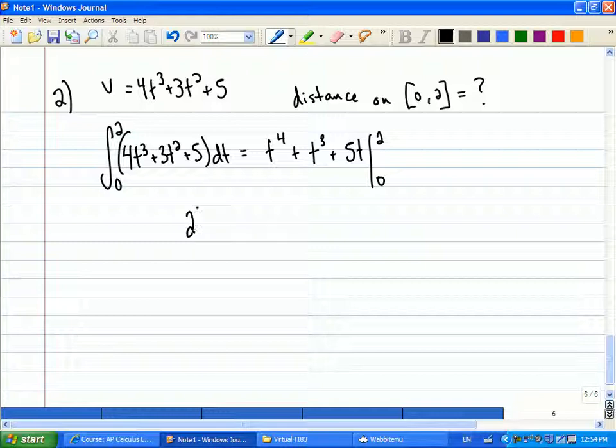So that means I'm going to have 2 to the 4 plus 2 cubed plus 5 times 2, which all the computer nerds and me know are powers of 2. So you'll end up with 34 here. 34 is A in this question.